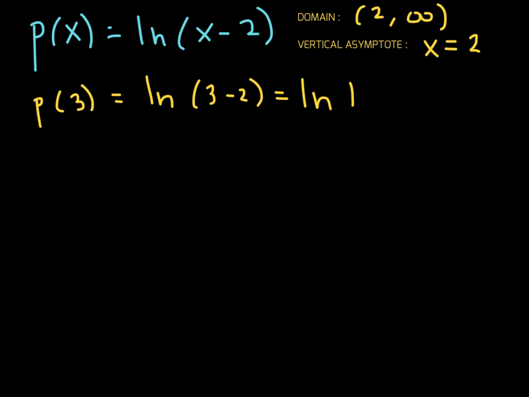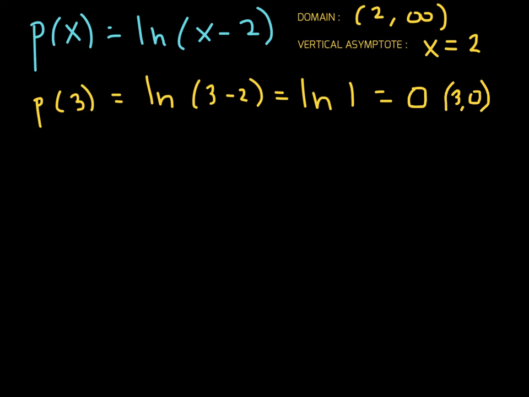Now, remember that your base is E. So this is basically E raised to some power gives me 1. So the answer is E raised to the 0th power gives you 1. Like that. So therefore, the ordered pair that you and I just generated is 3, 0. 3, 0 is the ordered pair that you and I just found. Cool.